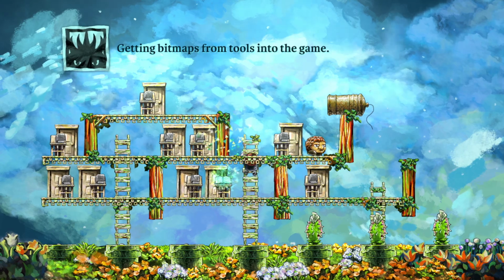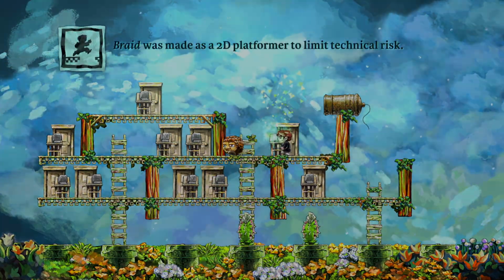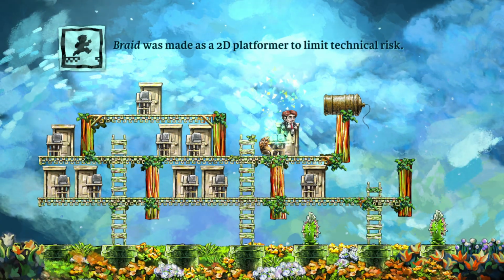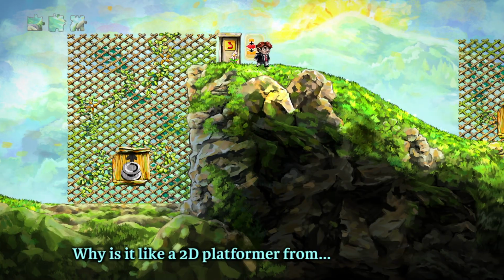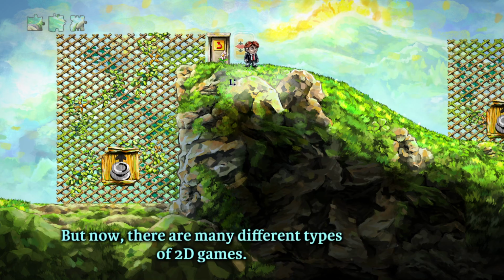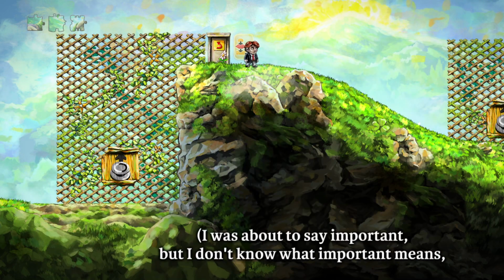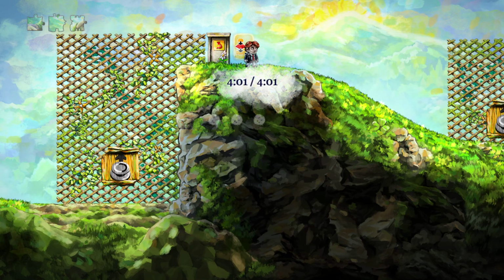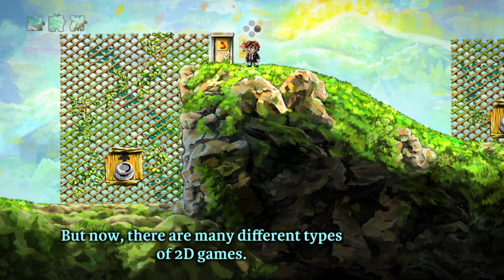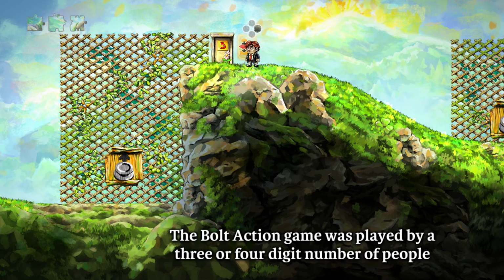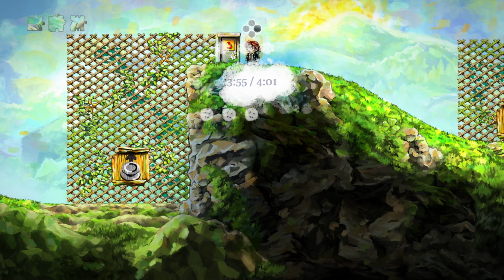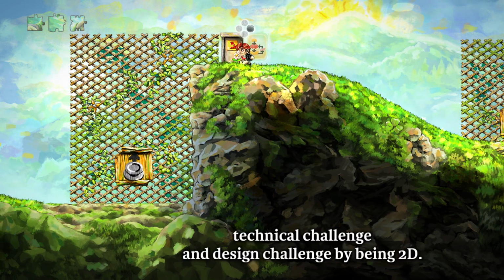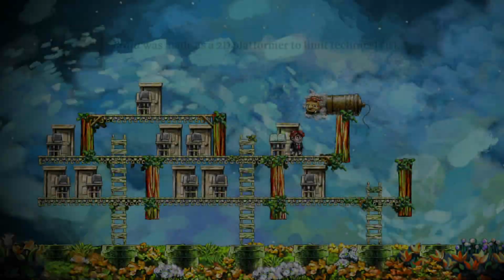Braid was made as a 2D platformer to limit technical risk. The first thing you need to do is make it 2D to avoid some problems. So, firstly, eliminate technical challenge and design challenge by being 2D.